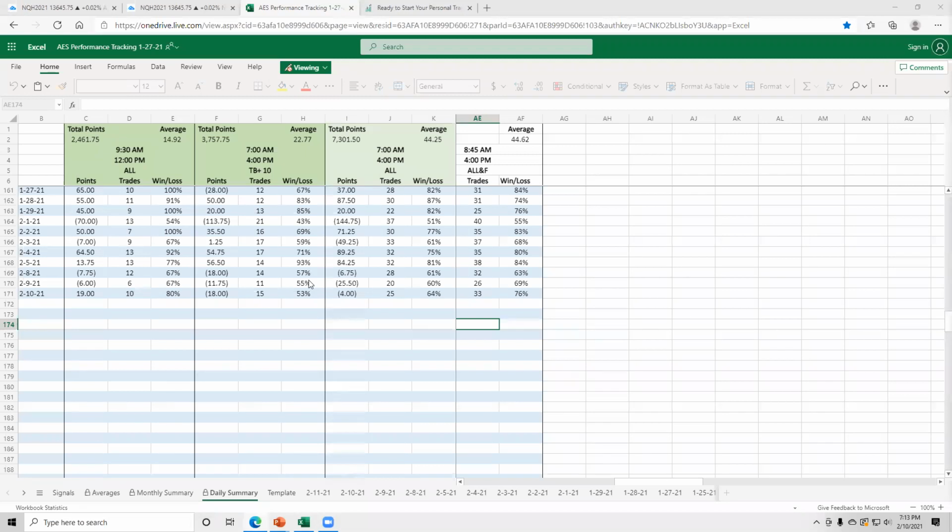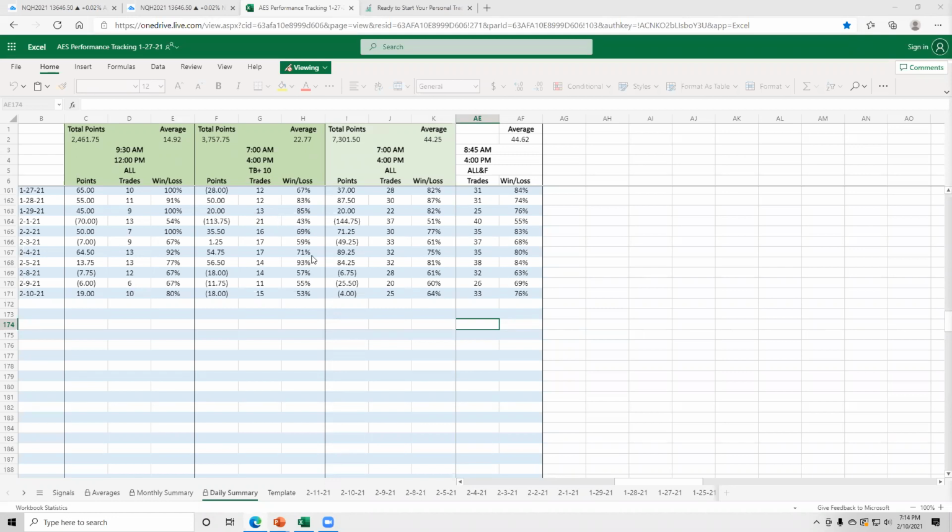Now we're always going to have a variation of plus days and minus days. We've had some really strong plus days. We've had a couple of bigger losing days, but overall, we continue to average positively. So here we're averaging 22.77 points a day since we started tracking in this format. So those are the 2 categories that I'm going to focus on.